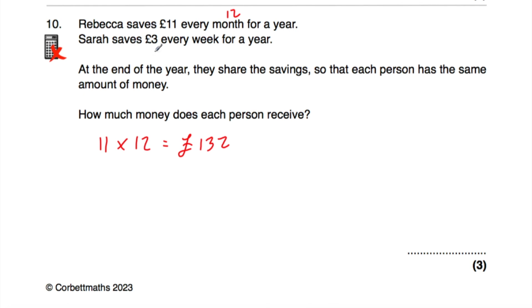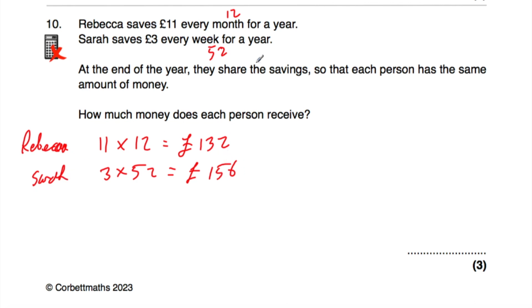Now, Sarah, she saves £3 every week for a year. Now, there's 52 weeks in a year. So if we take £3 and multiply that by 52, that would tell us how much money Sarah saves. So 3 times 52, well, 3 times 50 is 150, and 3 times 2 is 6, that would be £156. So that means that Rebecca has saved £132 and Sarah has saved £156.